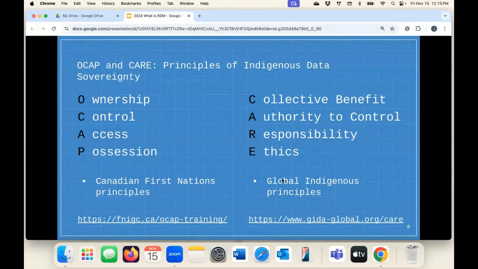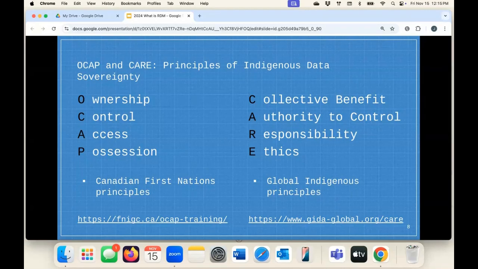You may have heard of the concept of "nothing about us without us," and that really centers the idea that the people you're working with need to be part of all of these kinds of decisions, right? Where does something get stored? Who gets to access it? When do they get to do that? How do they get to use that work, right?